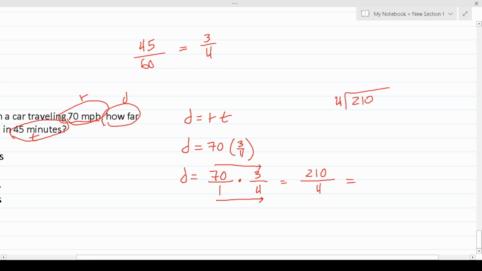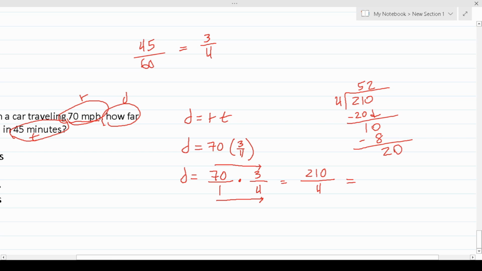4 doesn't go into 2. That said, 4 goes into 21. What is it? 5 times without going over. 4 times 5 is 20. 21 minus 20 is 1. Drop down this 0. 4 goes into 10. 2 times without going over. 4 times 2 is 8. Subtract. 10 minus 8 is 2.